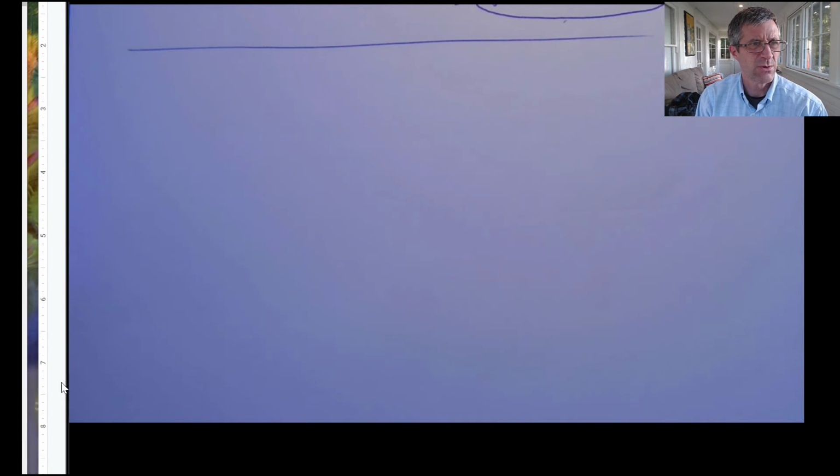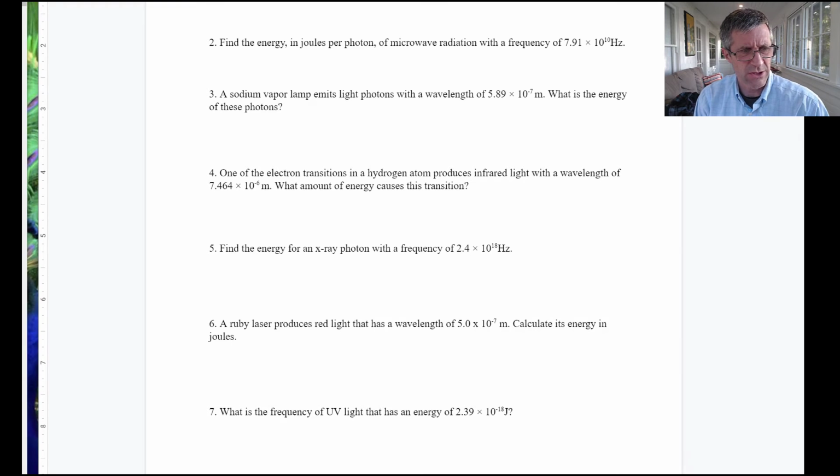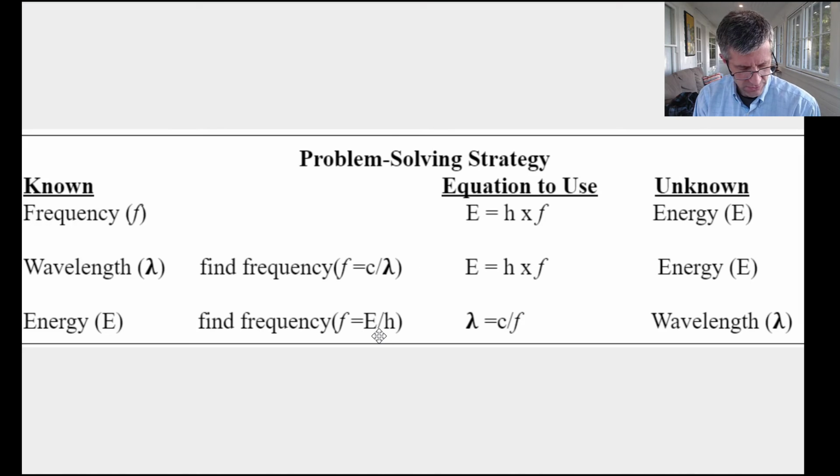Okay, the last one. Let's do one more. So what do we have here? Let's do number 6. It says a ruby laser produces red light with a wavelength of 5 times 10 to the minus 7 meters. Calculate its energy in joules. Okay, well, let's think about this. They're telling me the wavelength, and I want to get to energy, so I'm going to have to first calculate the frequency, and then use that to calculate the energy using the energy equation.